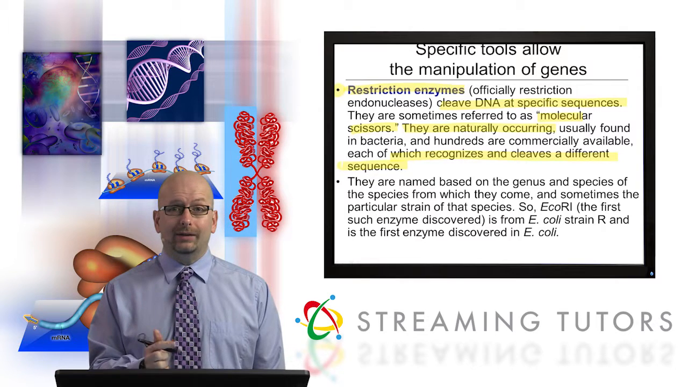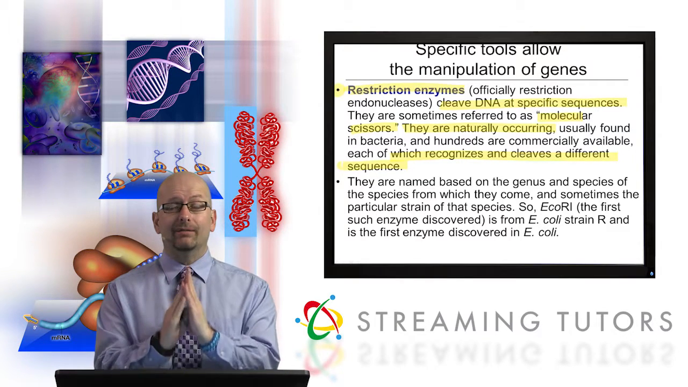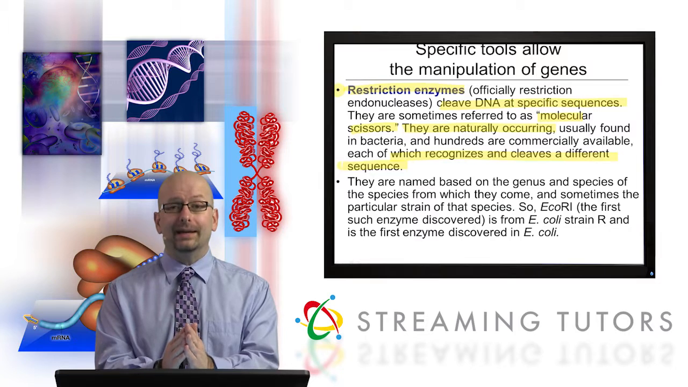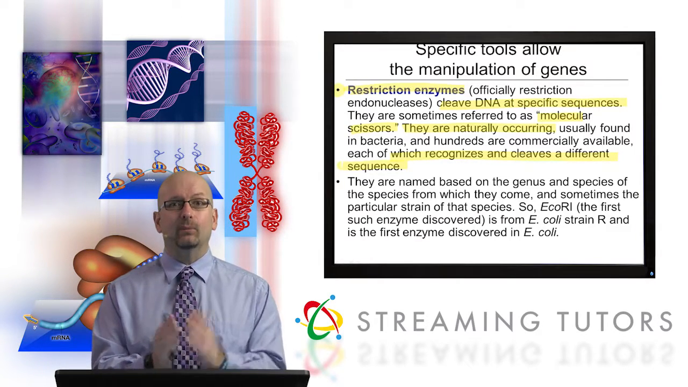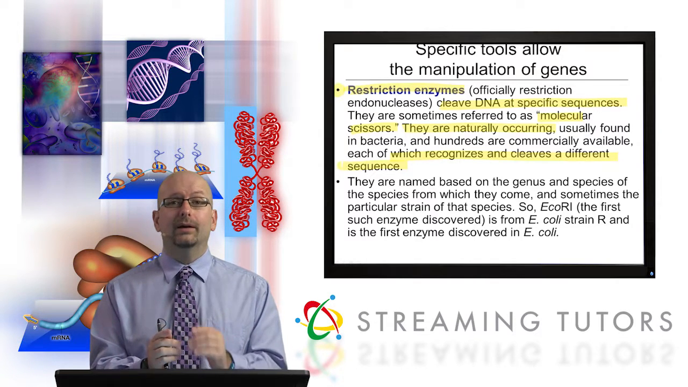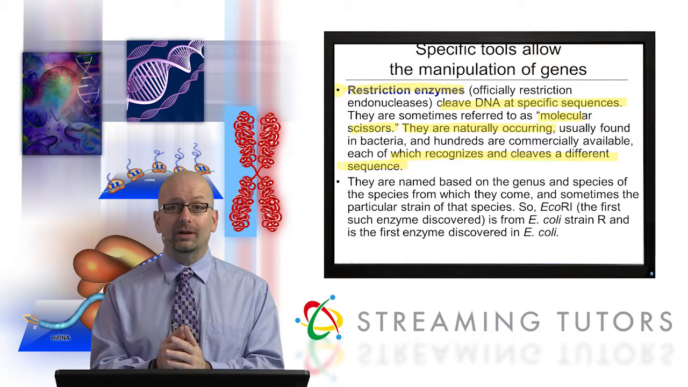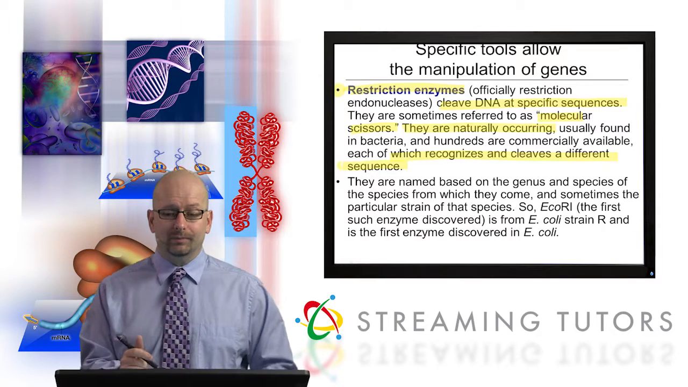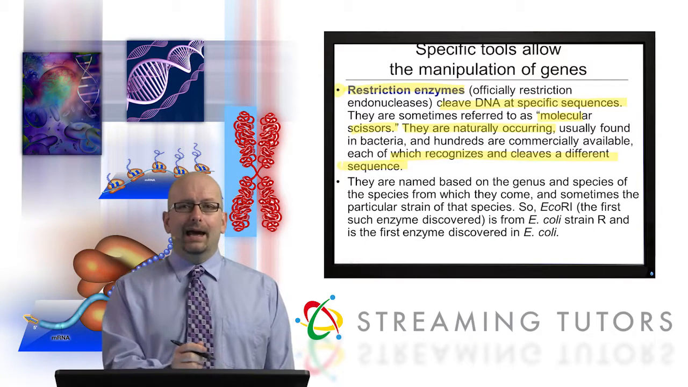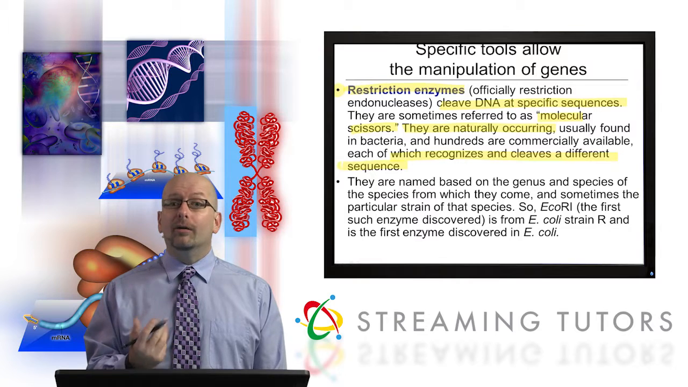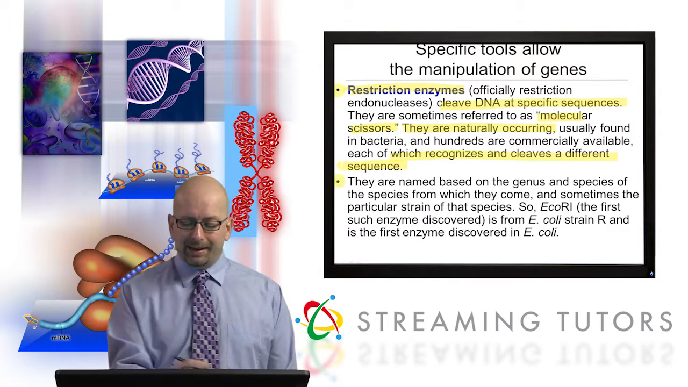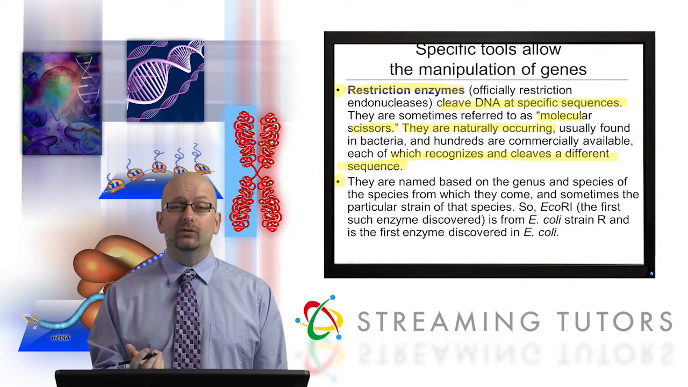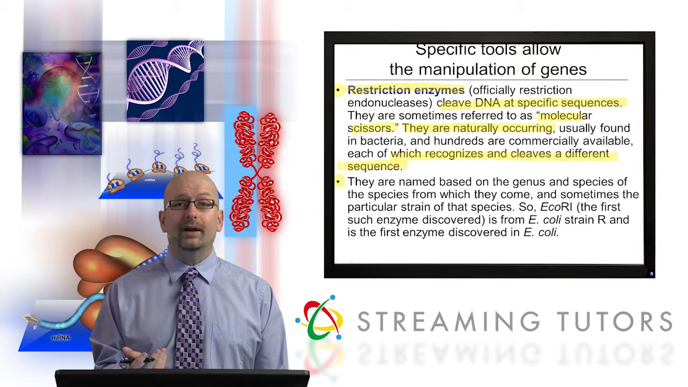Each different restriction enzyme cuts or cleaves at a very definite and specific DNA sequence. So for whatever sequence it is that you want to cut, we'll see in a minute why you might want to do that, you can usually find a restriction enzyme that will allow you to do this. Now, the names of restriction enzymes often sound strange to people who aren't familiar with them. They're named based on the genus and the species of the organism from which they come. In other words, where do we purify them from?